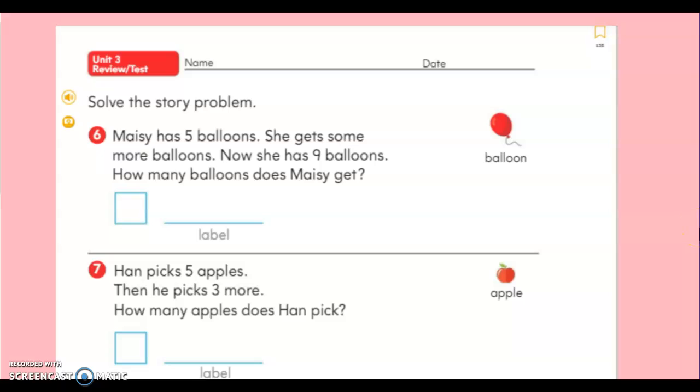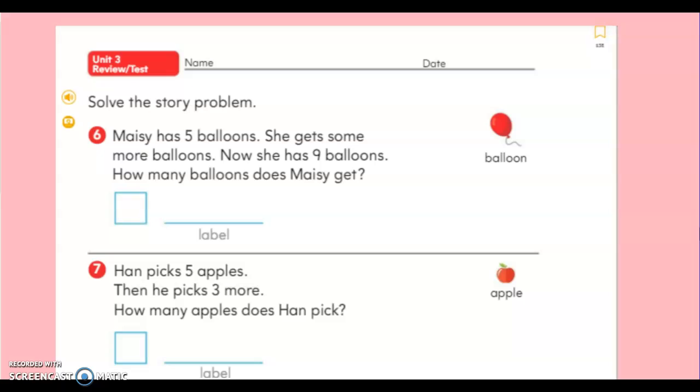On to the next page, we have some story problems. Now, each story problem you are going to need to read very carefully and decide: are we adding or are we subtracting? Are we looking for a partner or are we looking for a total? I'll do an example with you.